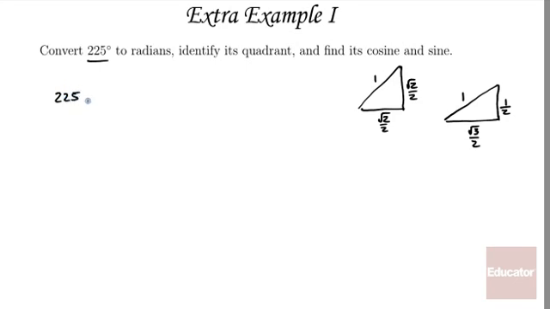225 times pi over 180 is equal to, well, 225 over 180 simplifies down to 5/4. So that's 5 pi over 4, and let's draw that on the unit circle and see where it lands.